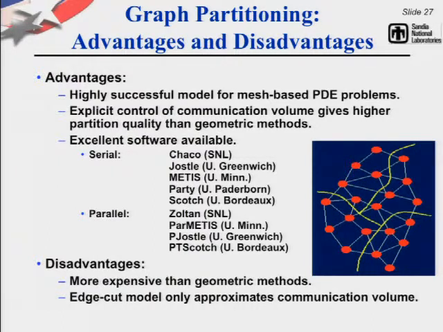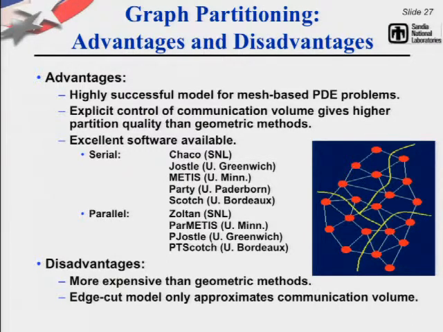One of the things I want to point out, though, is that graph partitioning is a little more expensive than geometric methods. So if your geometric method works for you, then you might want to just stick with the simple method. But also, a lot of people think that once they do graph partitioning, minimizing the edge cuts is exactly what they want to minimize. But really, it's not an exact model. It's only an approximation. It only approximates what we call the communication volume between the processors.